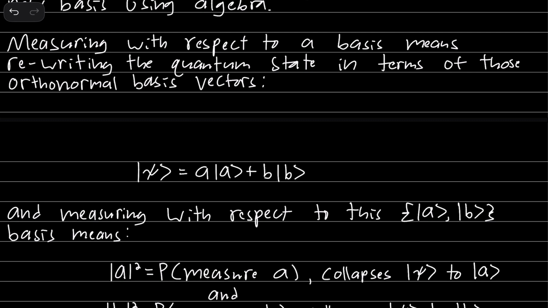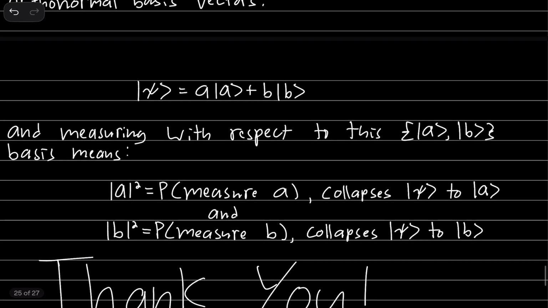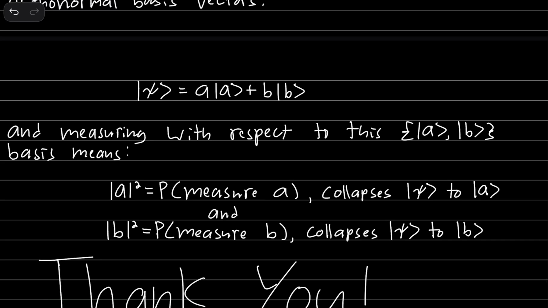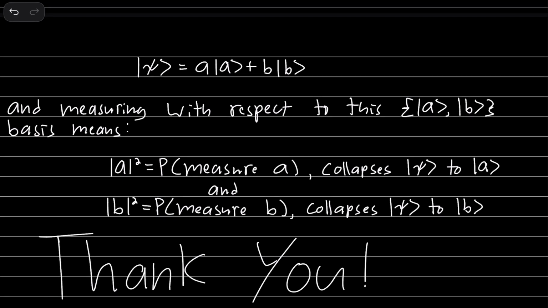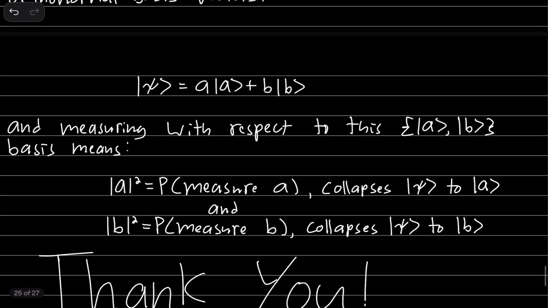So for example, if we have an orthonormal basis with ket A and ket B, completely arbitrary, then we can rewrite ket psi using algebra in terms of ket A and ket B. If we measure with respect to this arbitrary basis, that means the mod A squared, this coefficient, is the probability that we measure A, and then the state psi collapses to ket A. The mod B squared is the probability that we measure B, and then our state collapses to ket B. I hope this was helpful in distinguishing between the different bases, choosing different bases, and changing between bases.